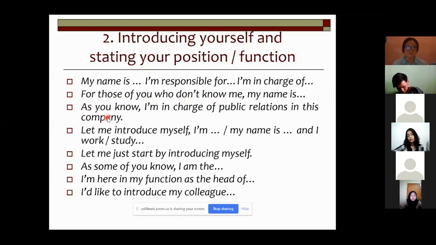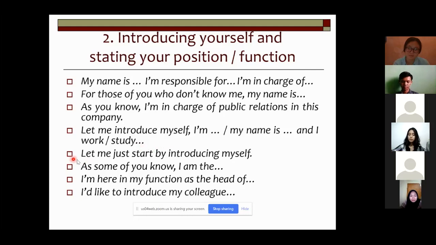And then the third one, as you know, I'm in charge of public relations in this company. Now, you may tell your audience your main job here. And then the fourth one, you may state, let me introduce myself. I'm Susan Febriantina, or my name, Susan Febriantina. I work at the Faculty of Economics, Universitas Negeri Jakarta, at the bachelor degree of office administration education, for example, or any kind of department you are in.